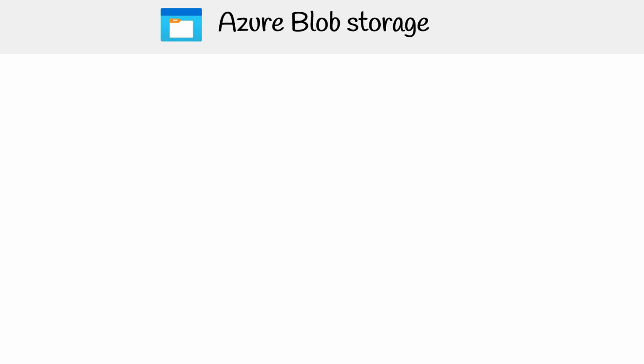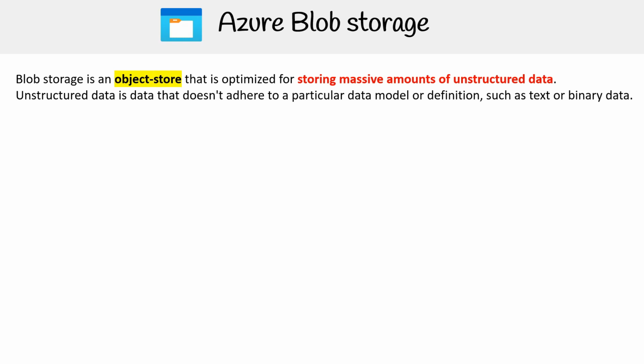The next topic we'll be exploring is Azure Blob Storage in more detail. Blob storage is an object store that is optimized for storing massive amounts of unstructured data. Unstructured data is data that doesn't adhere to a particular data model or definition, such as text or binary data.